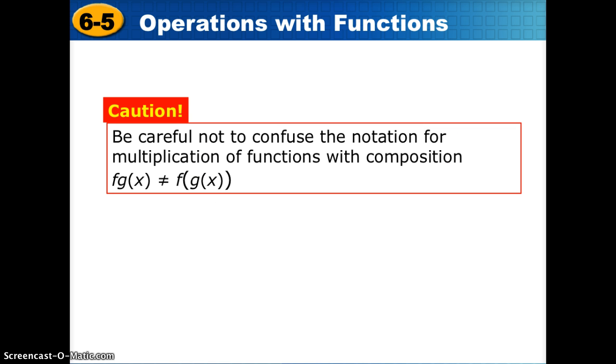And here's a little caution. Just remember that when we multiply functions, we don't write it like when we write composition of functions. Multiplying functions, we're either going to write f times g of x, or it's going to be f of x times g of x. When it comes to composition, it's going to look like one of the functions is input to the other function. So you can see g of x is inside the argument for f.